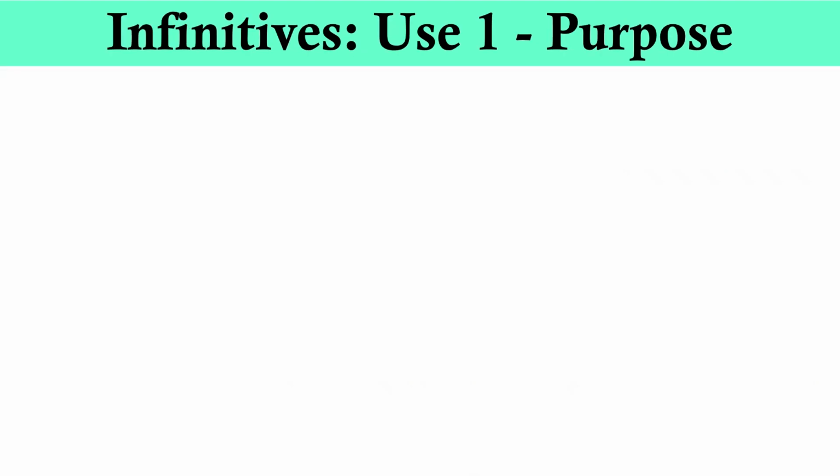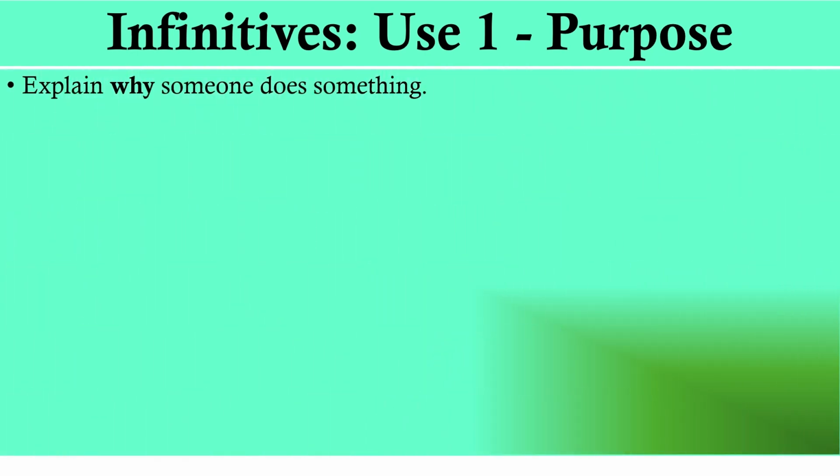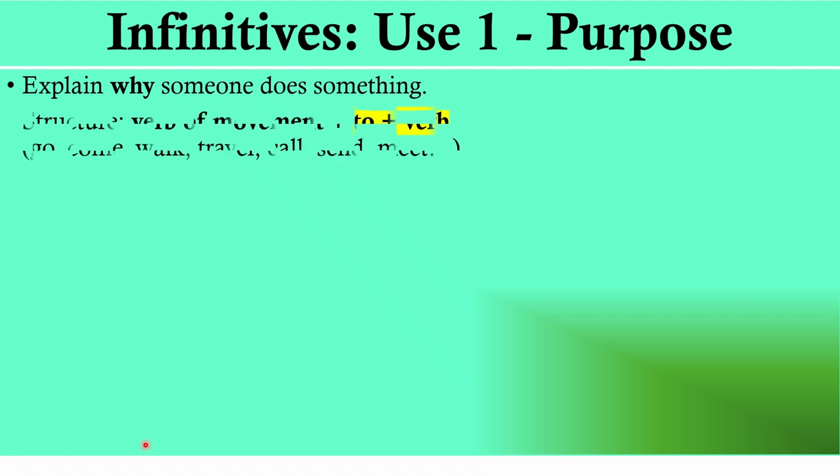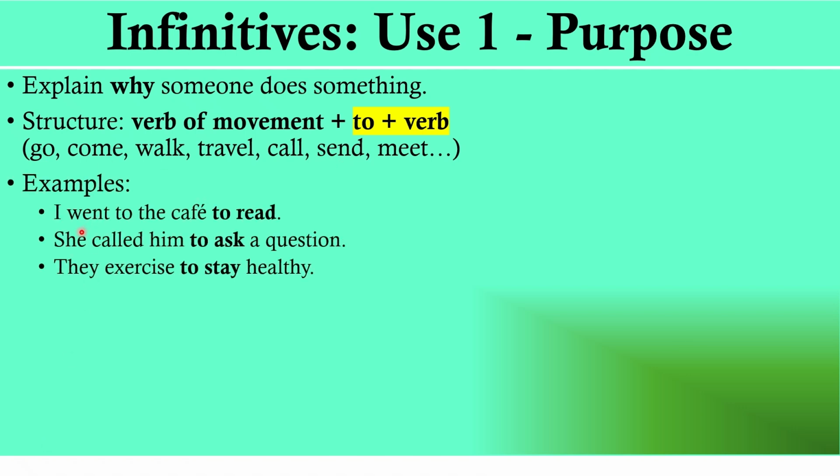Now let's look at the most common use of infinitives. We use to plus verb to explain why someone does something, the purpose. We often use this after verbs of movement like go, come, walk, travel, call, or send. For example, I went to the cafe to read. She called him to ask a question. They exercise to stay healthy.